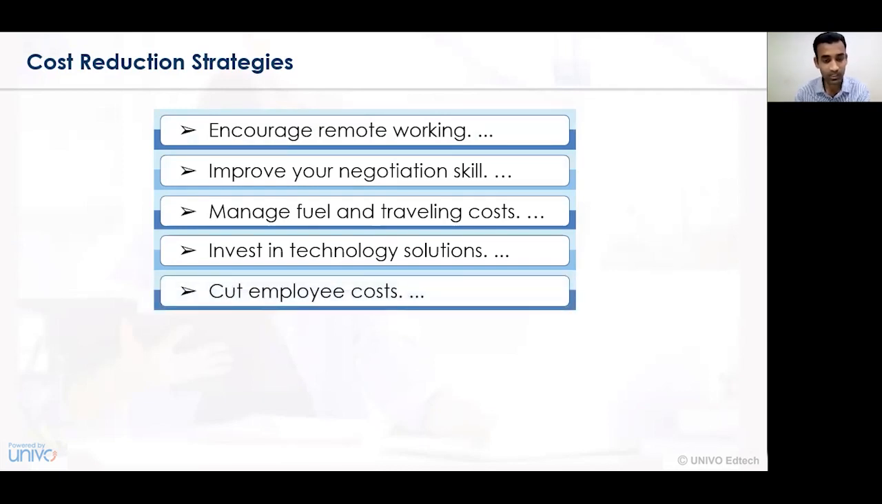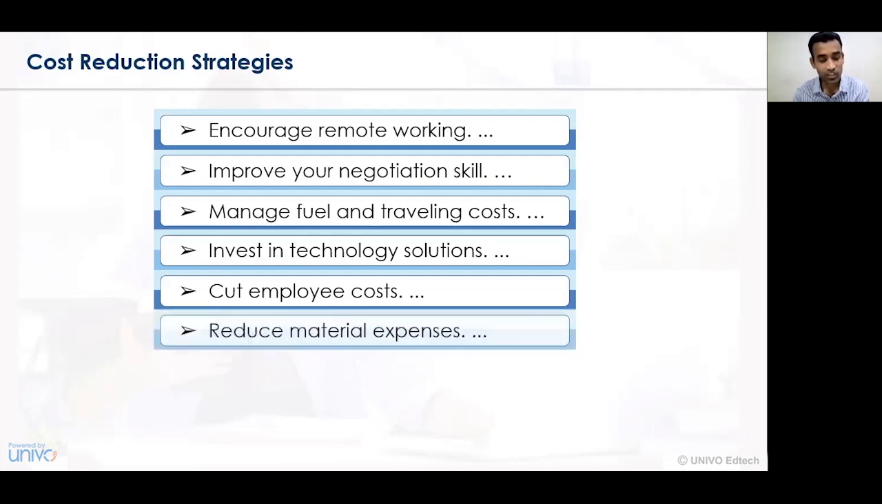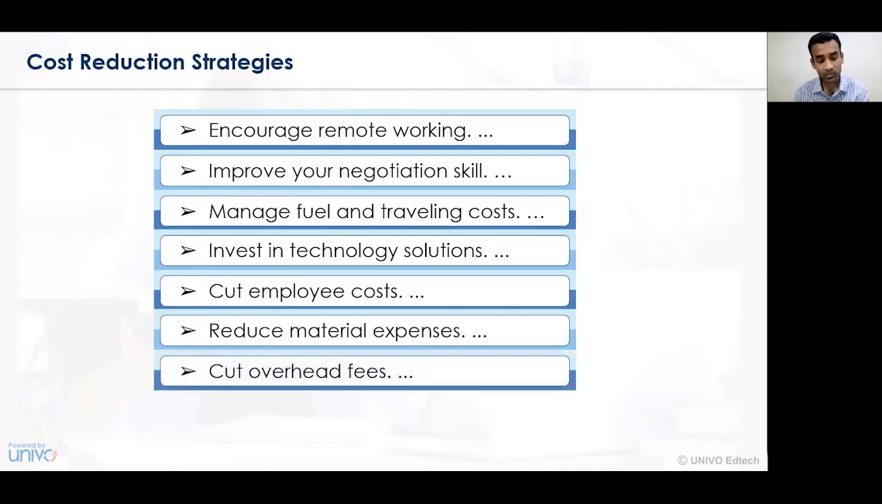Whatever costs are related to the employees, all those costs must be cut, and accordingly, an organization must try to save the excessive cost on employees. Number six, reduction of the material expenses. Whatever expenses are considered of a material nature, those material expenses should be reduced to a greater extent. Number seven, cutting down the overhead fees.